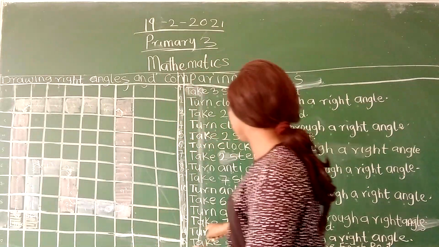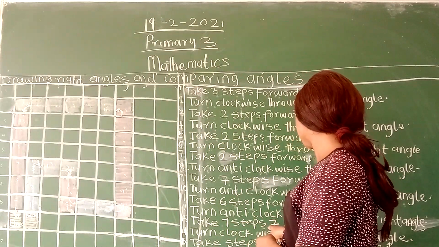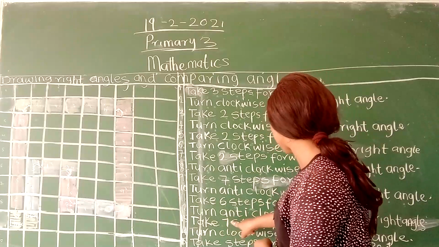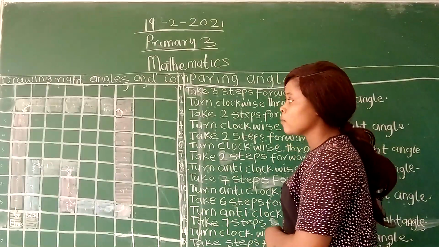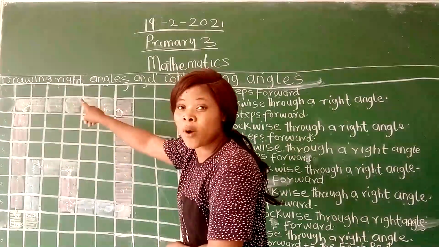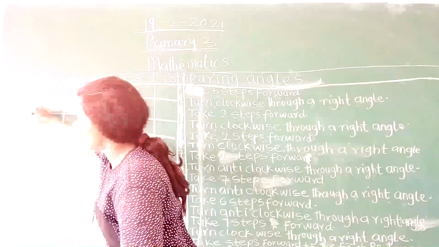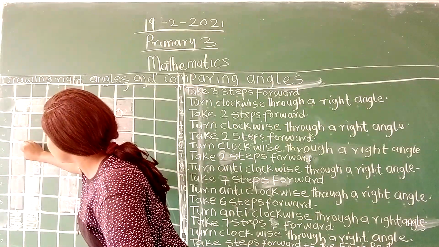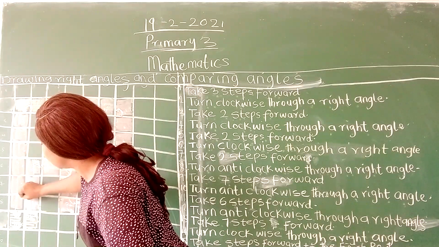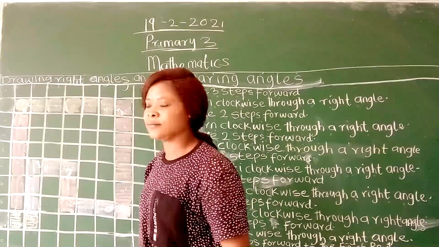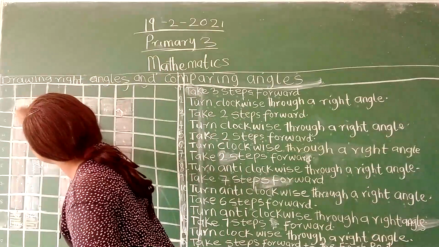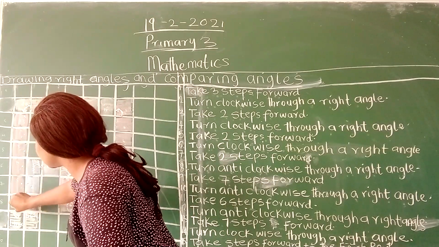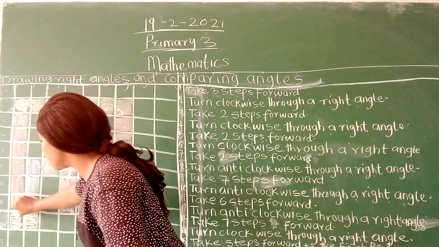Now the next instruction is number 13. It says, take 7 steps forward. Have you taken 7 steps forward? After the anti-clockwise direction of number 12, which is here, we now take 7 steps forward. We count: 1, 2, 3, 4, 5, 6, 7. We count again: 1, 2, 3, 4, 5, 6, 7. Isn't it wonderful?